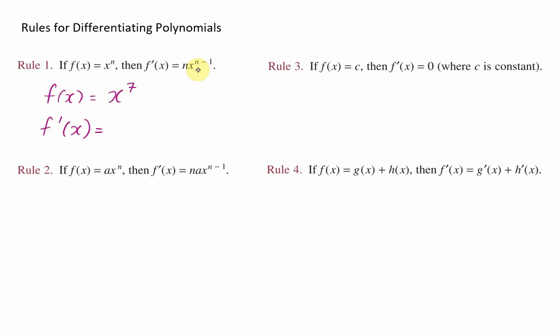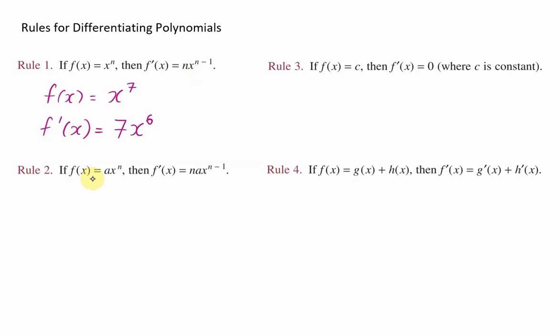The power n comes down and becomes the coefficient. So our 7 becomes the coefficient, and we have 7. x remains as x. And the power becomes n minus 1. So whatever the power was, 7 take away 1. 7 take 1 is 6. And that is the derivative of the function f of x equals x to the power of 7.